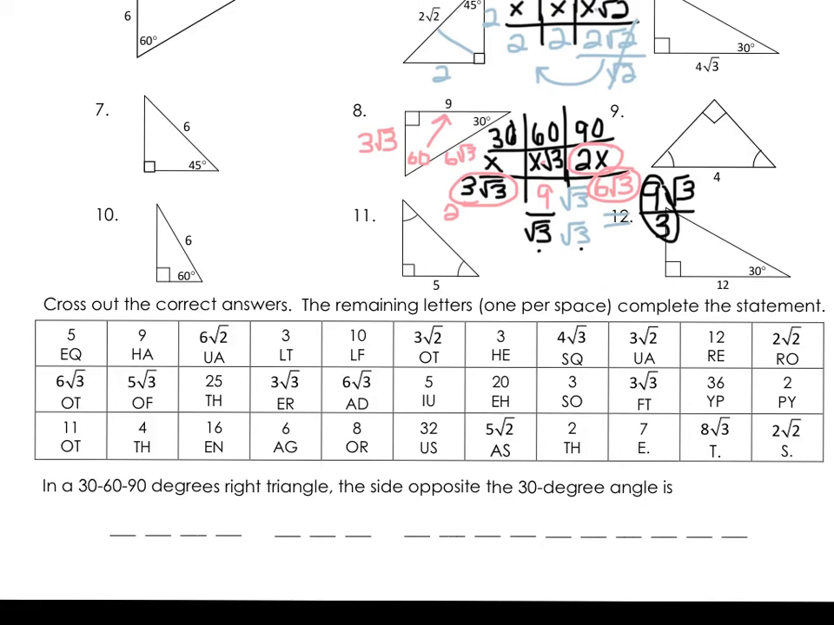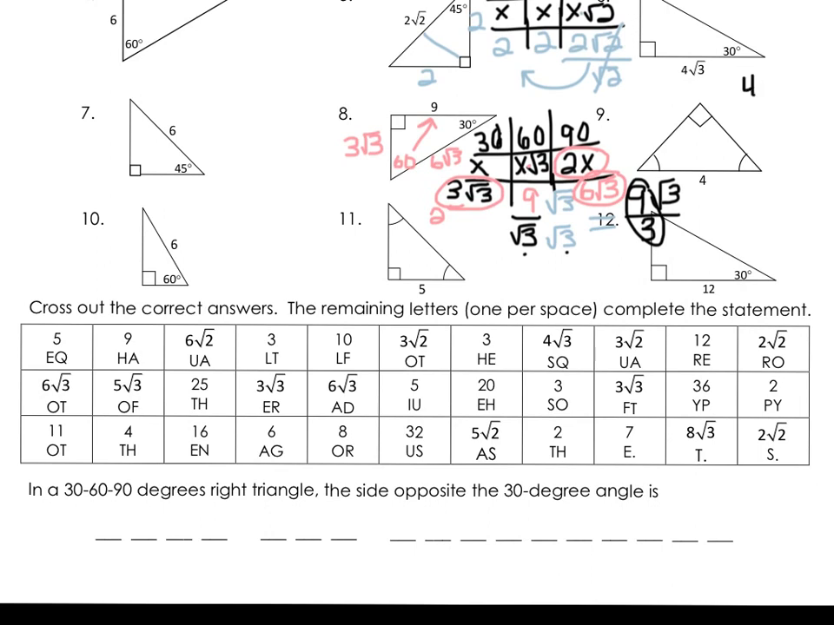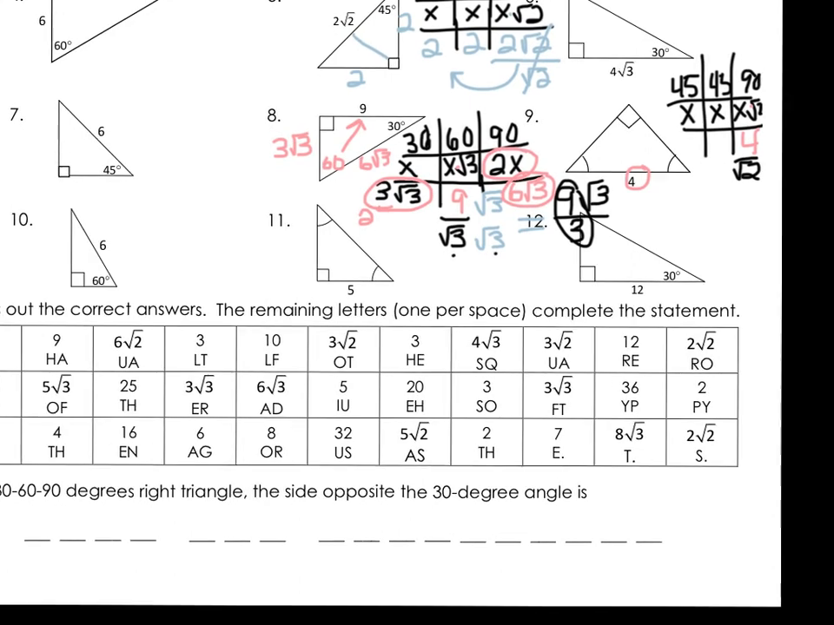The same type of thing will happen on number 9. This will be the last one I do. Let's fill out 45, 45, 90, x, x, x square root 2. All right. They gave us, in number 9, the side across from the 90 is 4. To work backwards, we need to divide by the square root of 2. So we need to get rid of that square root of 2 by multiplying by it on top and bottom. So we'll multiply by the square root of 2 here and here.